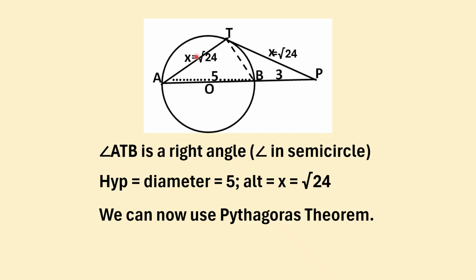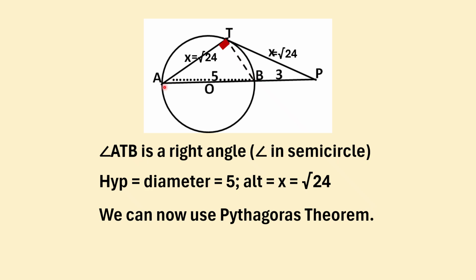That means this is a right angle triangle. ATB is a right angle triangle, angle T being the right angle. So hypotenuse is the diameter. The diameter 5 is the hypotenuse, opposite to the right angle. Altitude x, that is root 24. And we have to find the base PB.